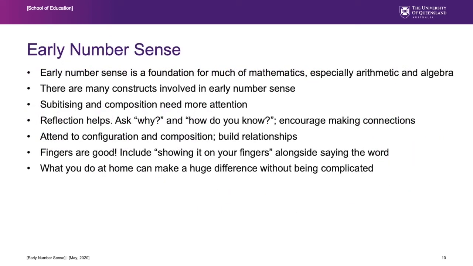So that helps us see a little bit of an intro into early number sense. Just as a reminder, early number sense is a foundation for much of mathematics, especially arithmetic and algebra. There's a lot more there than just what we've seen here with subitising and composition, but these are some of the important constructs that you can start with. Subitising and composition definitely need more attention. We've done plenty with counting, and that's not to say counting's a bad thing, but subitising and composition really build that relational thinking and help move toward arithmetic and algebra and advanced math skills.